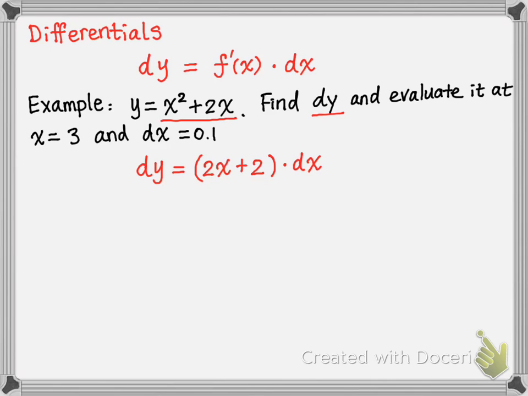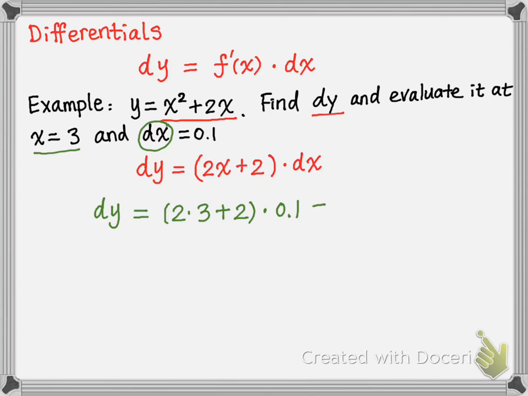And how do we evaluate a differential? So given the point x equals 3, we just plug it in. So dy, when we evaluate that, equals 2 times 3 plus 2, times dx as a whole. Okay, this dx is not d times x, it's a whole thing. It represents the change in x. The change in x is 0.1.